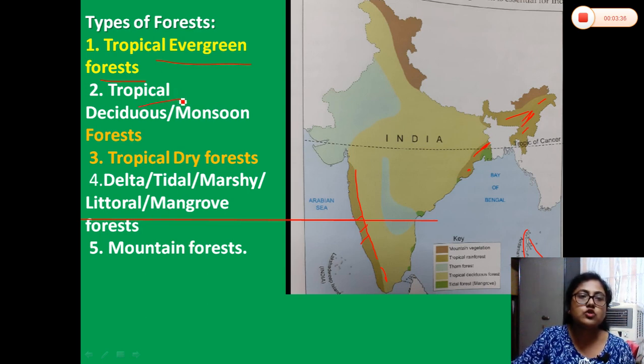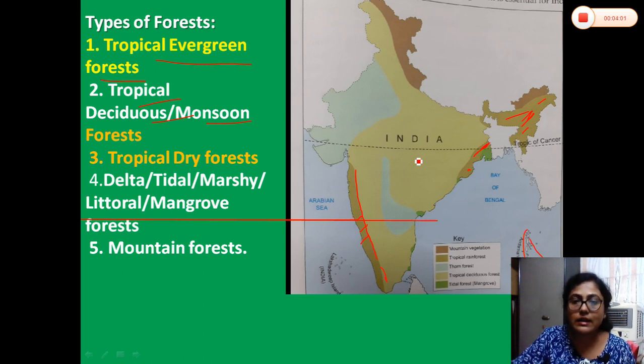Now, the second one is the tropical deciduous or monsoon forest. Deciduous forest is also known as monsoon forest. Why it is called deciduous, we will know afterwards. Deciduous forest is found in most parts of India. You can see this light grey color, it is found in almost all parts. What is the reason behind that? Because India gets monsoonal rainfall.